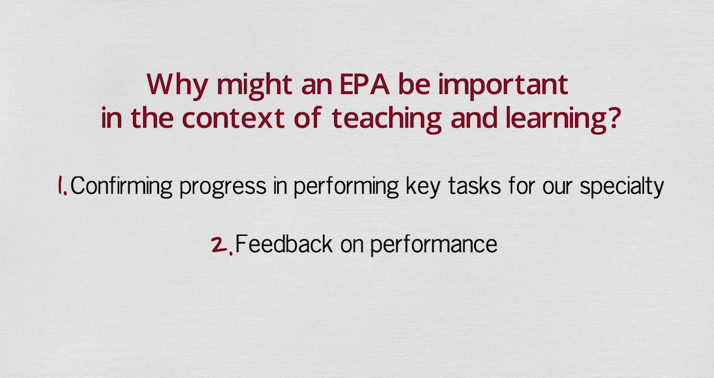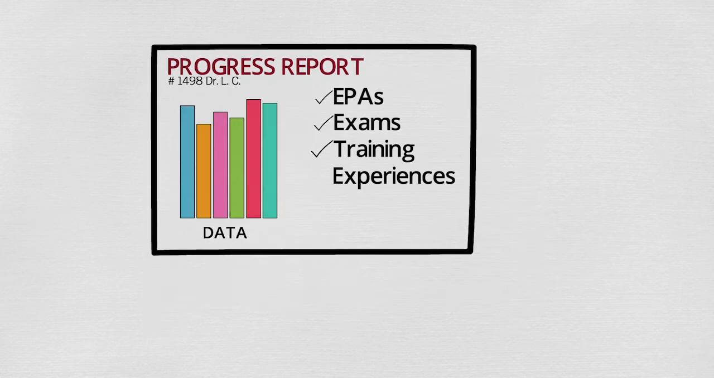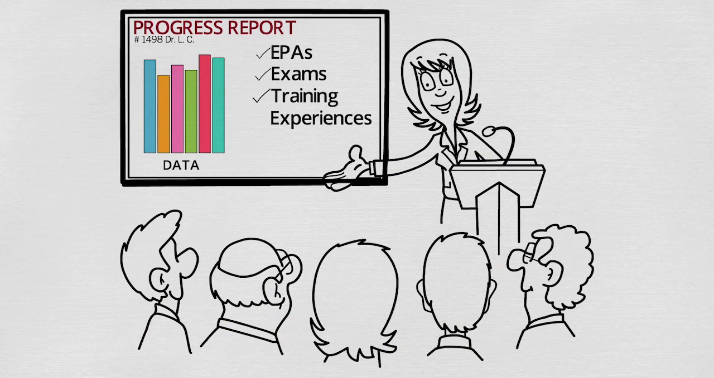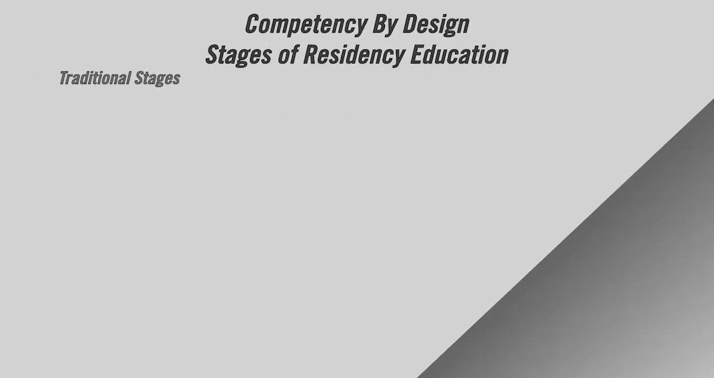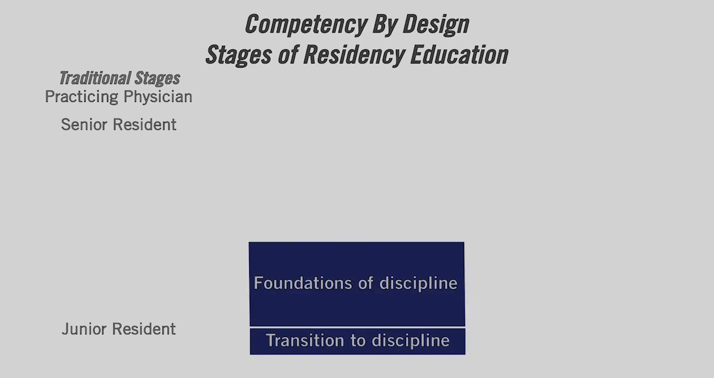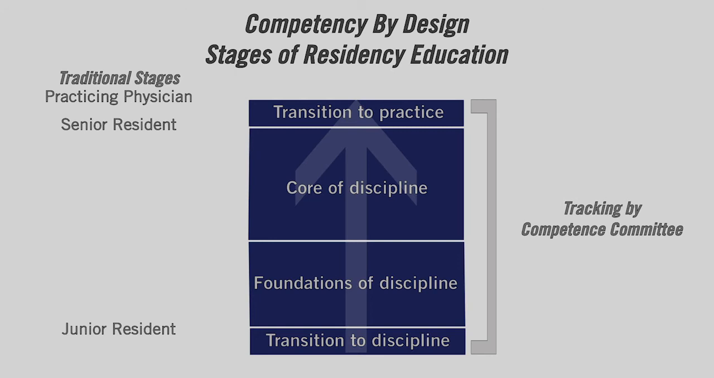First, let's talk about confirming a resident's progress. In CBD, we want to ensure that each resident can competently perform key tasks. By tracking them, our competency committee will have information to confirm who is making progress as expected and to identify early on if someone needs extra support in a given area. Residents are expected to achieve the EPAs by the end of each stage of training, and teachers are to confirm that the EPAs have been achieved.